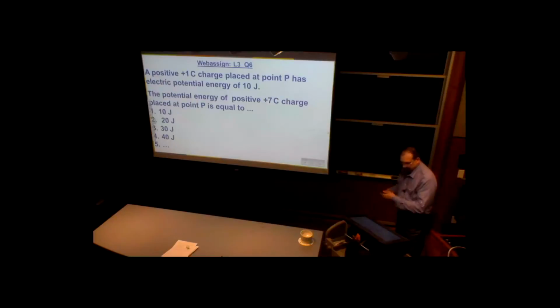So, if we have a value for, well, people use, as you have noticed, capital U for potential energy. In this situation, it's not elastic potential energy, it's electric potential energy of a 1 coulomb charge. You can calculate the potential energy of any charge by just multiplying by the number of coulombs. That would have been potential energy of that charge.